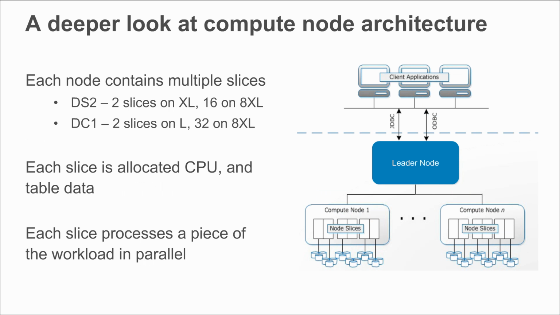And to take a deeper look into the architecture, we can see that each compute node is actually split into a number of slices. And these slices are a unit of data partitioning, which encompass the division of both data storage and data processing. Each slice is able to process a portion of the workload in parallel, and the number of slices ranges anywhere from 2 to 32 slices per node, depending on the node type.